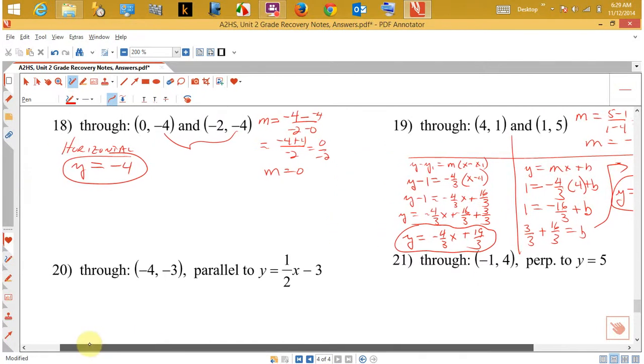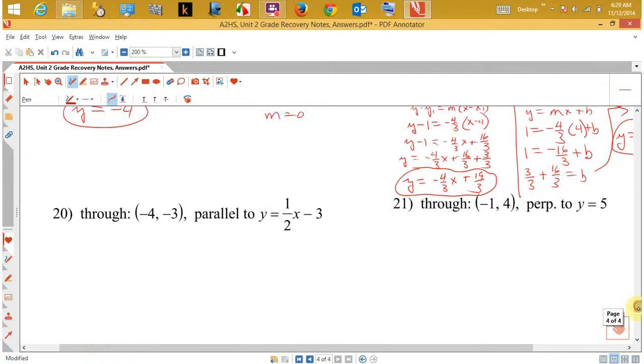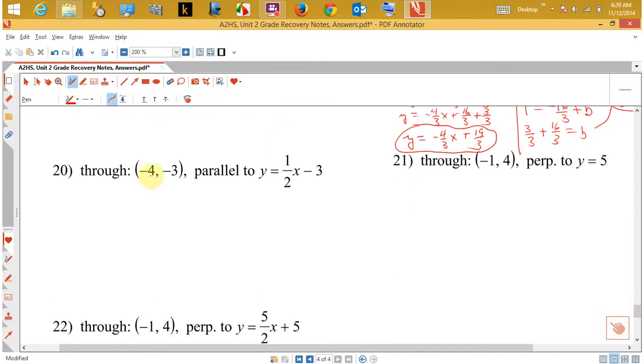Okay, now we're going to find the equation of a line through a negative 4, negative 3, parallel to this line. So what I'm going to do is use the slope of the line I'm parallel to. If I'm parallel, I'll have the same slope. So the slope of my line is going to be equal to 1/2. Most of you like to use the slope-intercept form, so I'm going to say y is equal to mx plus b, and I'm going to substitute in my slope and a point.